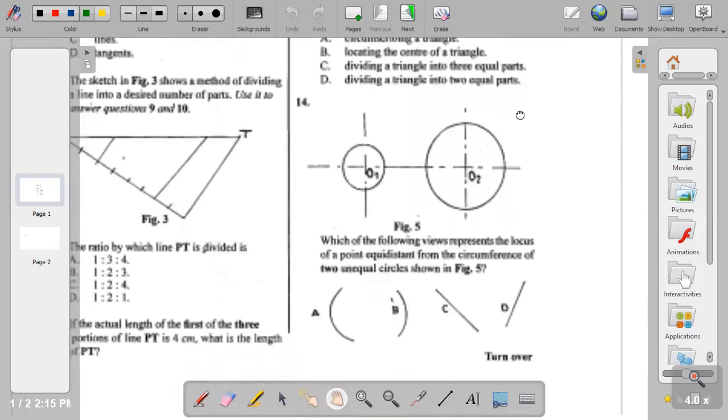Question 14. Which of the following views represents the locus of a point equidistant from the circumference of 2 unequal circles as shown in figure 5? We can see circle 1, the smaller circle, and circle 2. By the time you draw the locus of the points, you have option B. 14 is B.